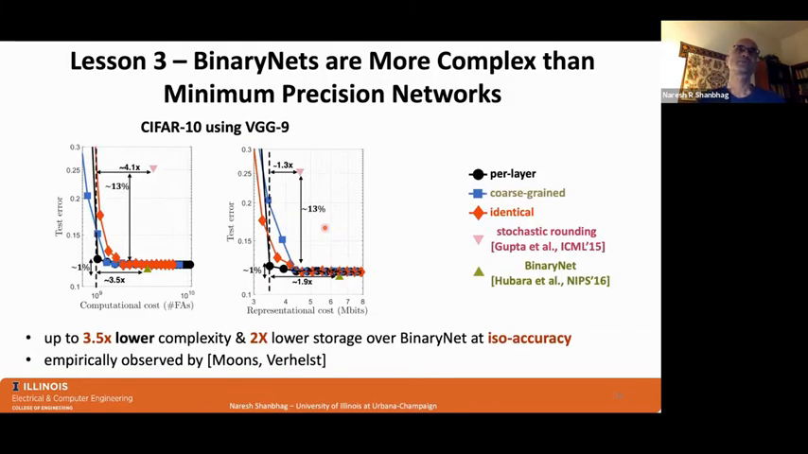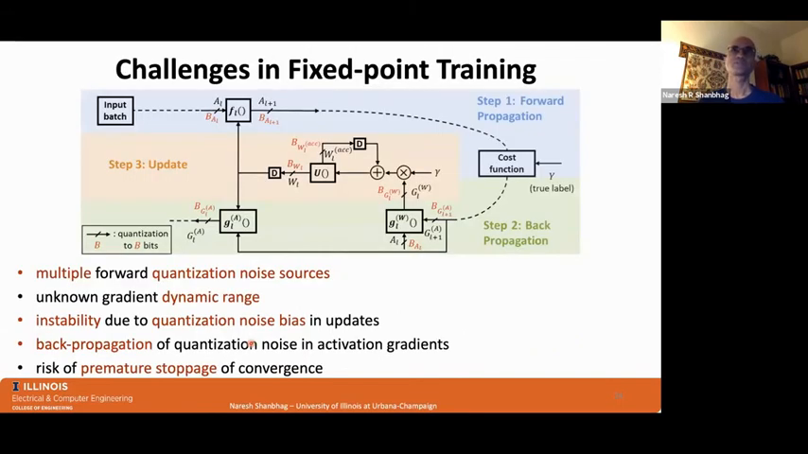Lesson 3 is a bit counterintuitive. Binary nets, which everyone thinks are the ultimate in terms of complexity, we find that these minimum precision networks are in fact less complex than binary nets, roughly 3.5x in terms of computational complexity and 2x in terms of storage. And this is all obtained through this analysis, by doing this systematically and analytically. So that was about inference.